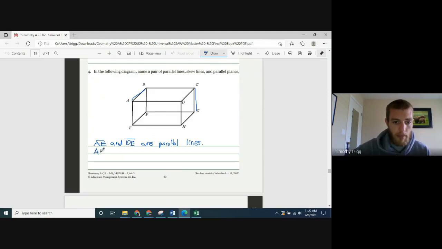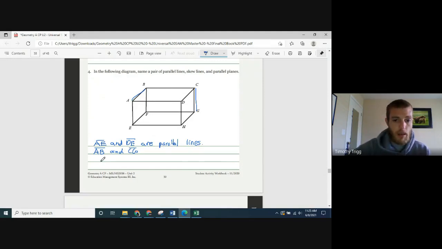So we'd write AB and CG. Now, that's not the only pair you could use. There's plenty of other pairs. So if you used a different pair, as long as they're skew, right, they're on different planes and not touching, then you can say they're skew lines. So I want you to write AB and CG, and I want you to finish the sentence: are skewed lines, or are skew lines.